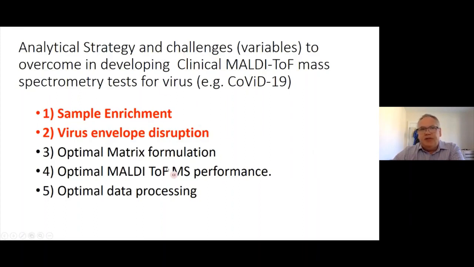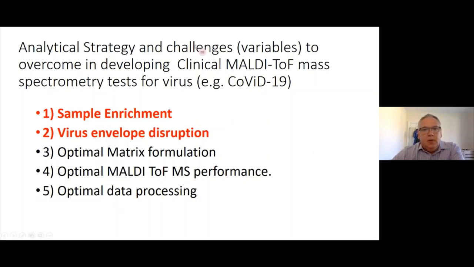Those familiar with mass spectrometry, and particularly in MALDI-ToF, will know that this includes optimization of the matrix formulation, optimization of the MALDI-ToF MS itself. A lot of settings have to be altered. And one of the interesting things that we found a lot with MALDI-ToF is that it's much better to take the data off the machine and process on other software to get the best out of the spectral data.